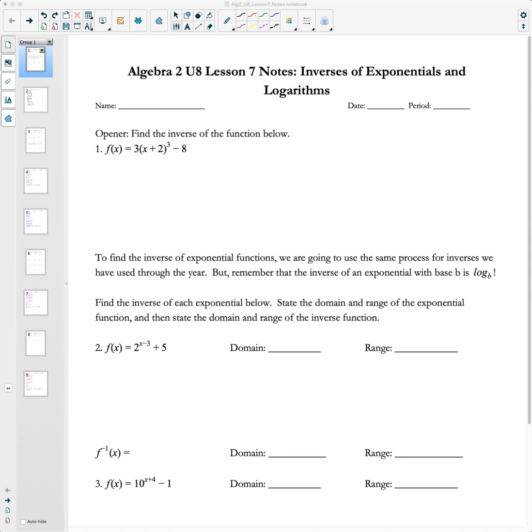All right, we're going to continue our conversation with exponentials and logarithms. And what we're going to do today is work on finding inverses of exponential functions and inverses of logarithmic functions.